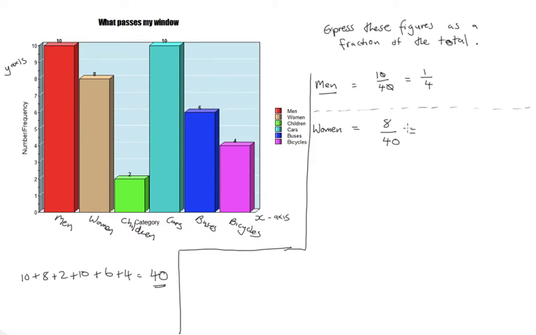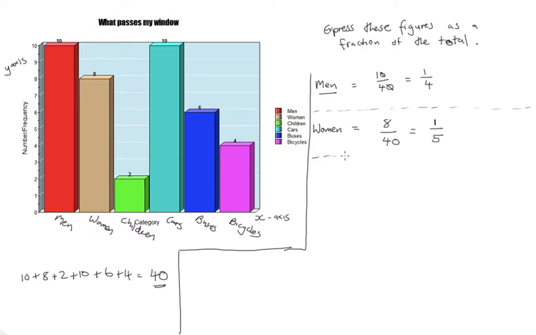our fractions. Now, this isn't as easy to simplify, but let's see. Can we divide the top and bottom by a number to simplify it, by the same number? Yes, we can. If we divide 8 by 8, what would that give us? It would give us 1. And if we divide 40 by 8, that would give us 5.